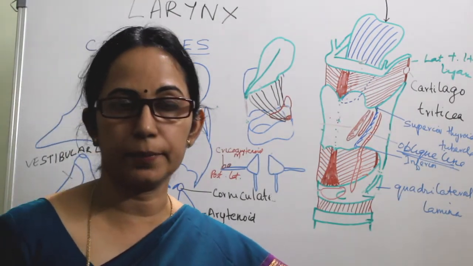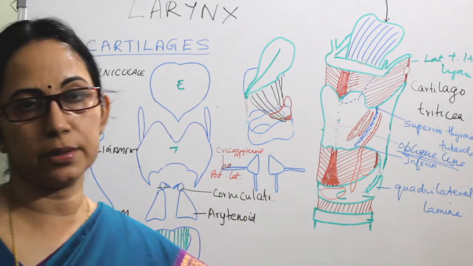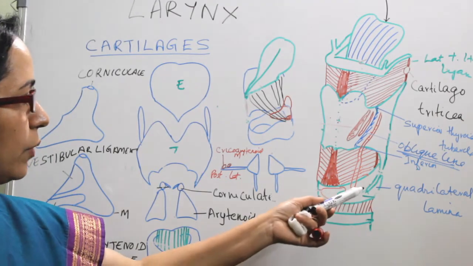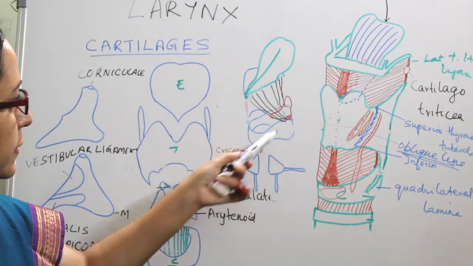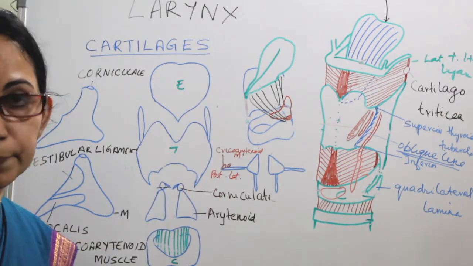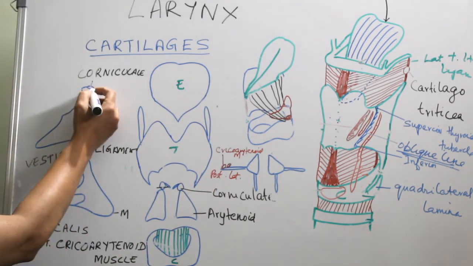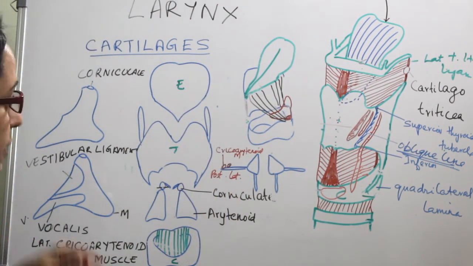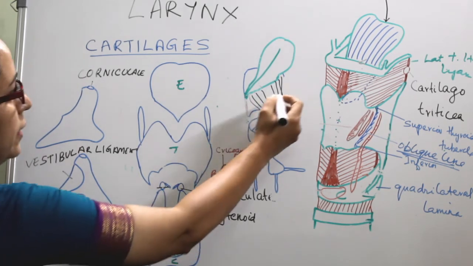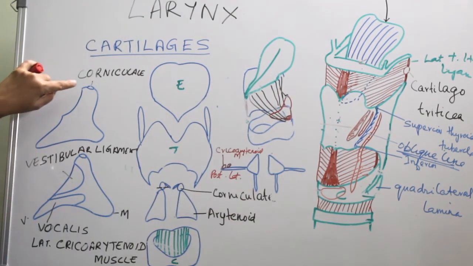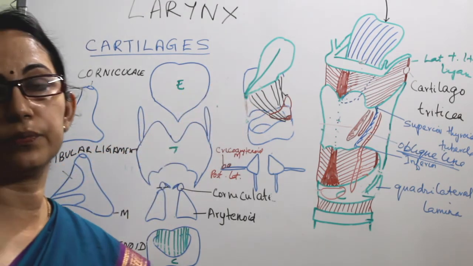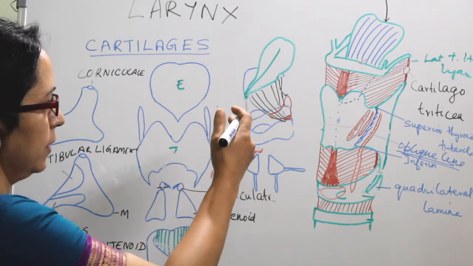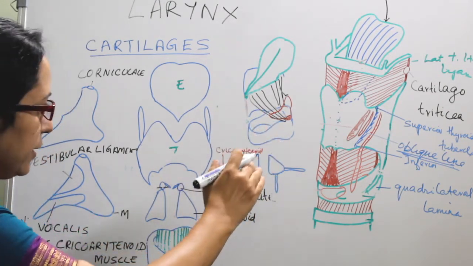Arytenoid cartilages are two in number, paired cartilages, and they are sitting on the sloping shoulder of the posterior quadrilateral lamina of the cricoid cartilage. Here it sits. It is a 3-sided pyramid, and it has an apex. On the corner of the apex lies the corniculate cartilage. Here sits the corniculate cartilage, and also the fibers of this aryepiglottic fold are attached there.